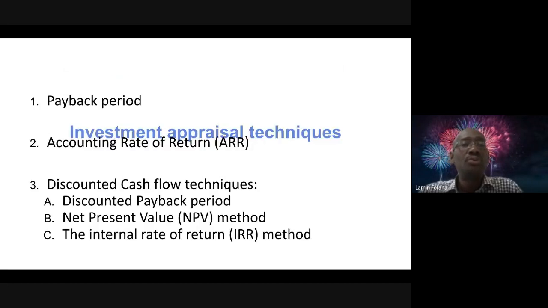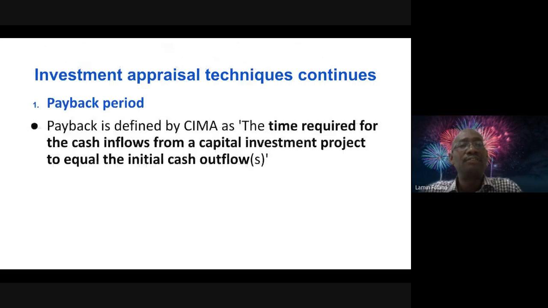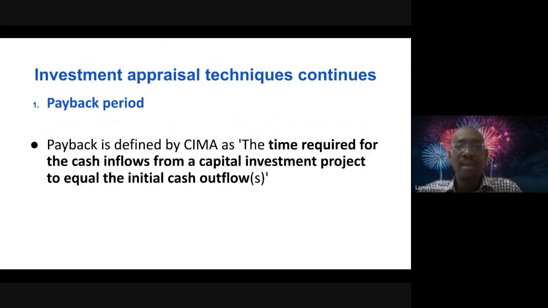So we're going to look at the payback period. We're going to look at the first one, which is the payback period. Like I said, it is the time required. This is according to CMA's definition: the time required for the cash inflows from a capital investment project to equal the initial cash outlay. How long will it take for you to generate the $500,000 that you spent on your poultry business? How long?